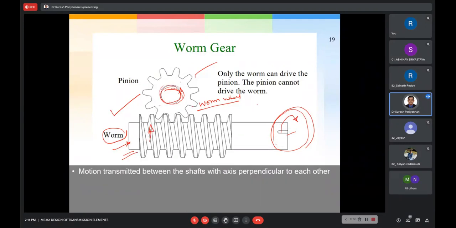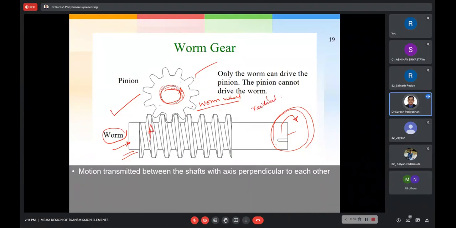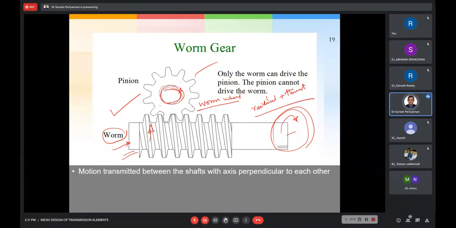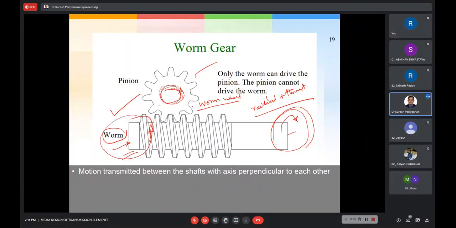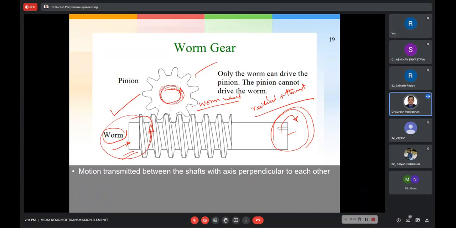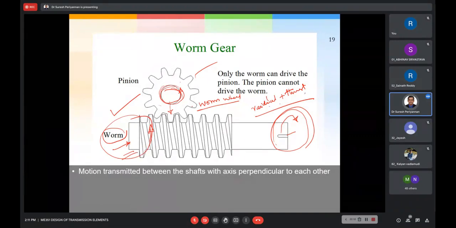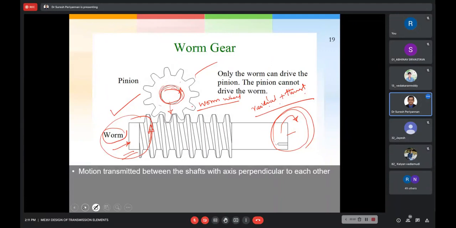So what is the important role here? The radial load plus thrust load. Okay. Where will the radial load be generated? The worm imposes the high thrust load while engaged with the worm wheel, while the worm wheel imposes the radial load on the shaft. Finally, radial plus thrust load will be imposed on the shaft of the mechanism.